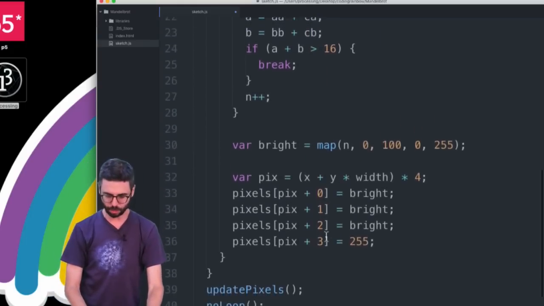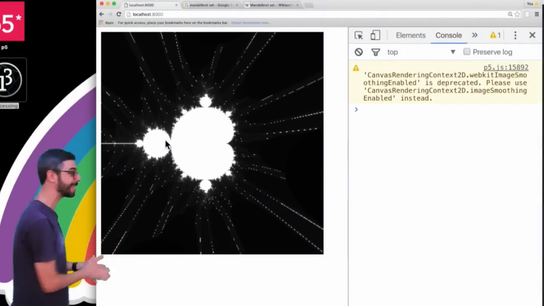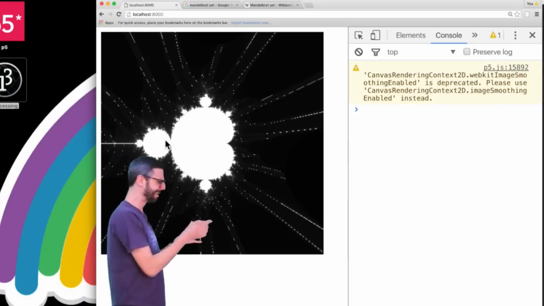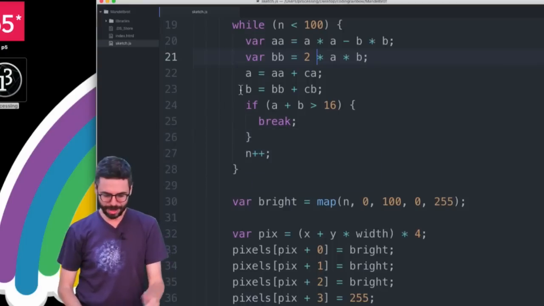So I need to store those original values and keep those as CA and CB. So let's take a look now and see what we get. This is starting to look like that Mandelbrot set. You can see it there. It's not exactly centered. I'm in sort of the wrong place, so we can futz with that.